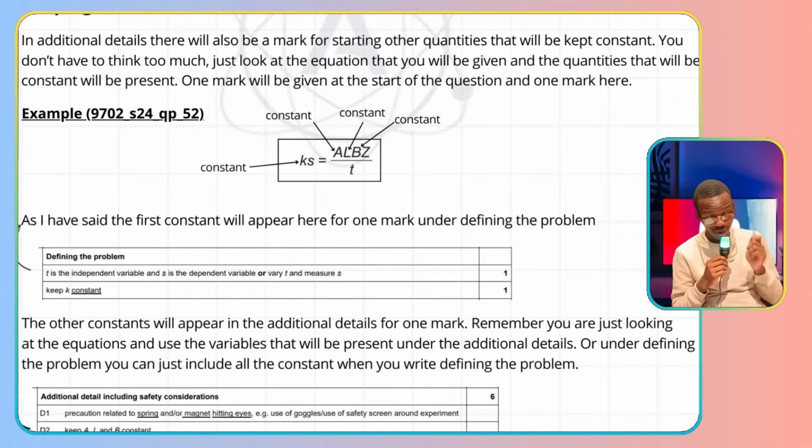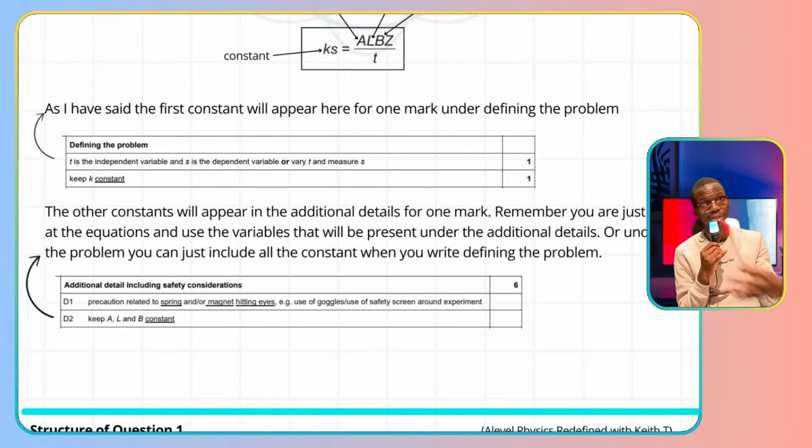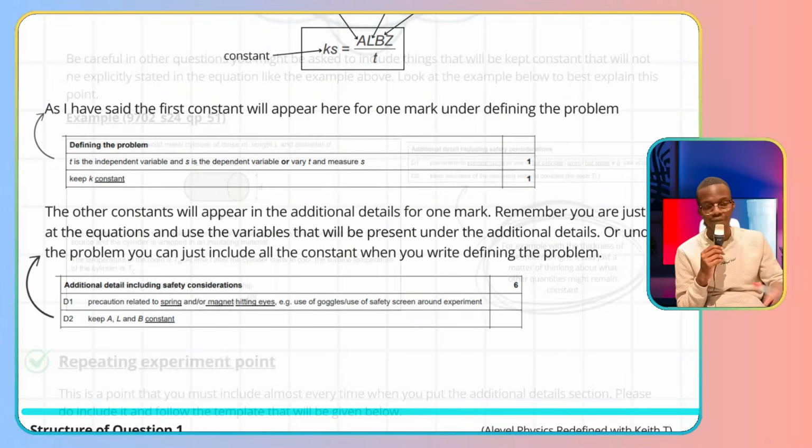So you're just looking at the equation, using the variables that will be present under the additional details. Or under defining the problem, you can just include all the constants when you're defining the problem. So I'm not going to be very strict. If you want to have your own additional detail section, go ahead, have fun, right? If you want to put it under defining the problem, go ahead, also have fun. Just wherever, as long as it's present. But I highly recommend you put it when you say keep this constant initially. You can think in the head and be like, what else am I keeping constant? And you get a D mark, right? So be mindful of that.